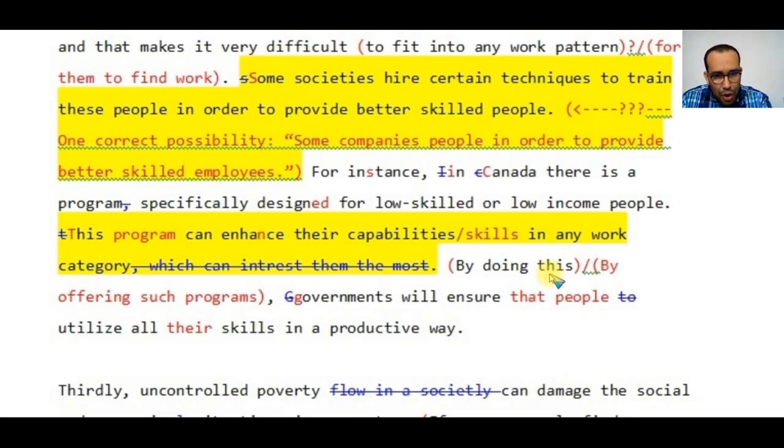So by offering such programs, governments, it appears that this student has a serious problem with capitalization. We don't use capital letters in the middle of sentences.